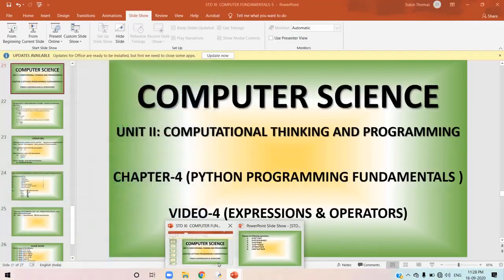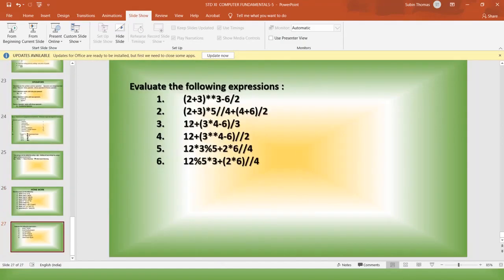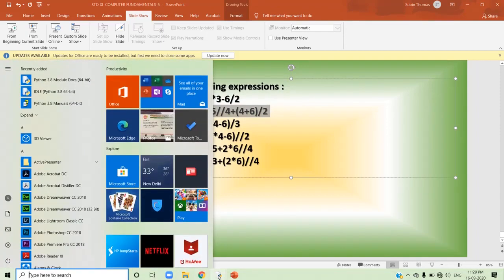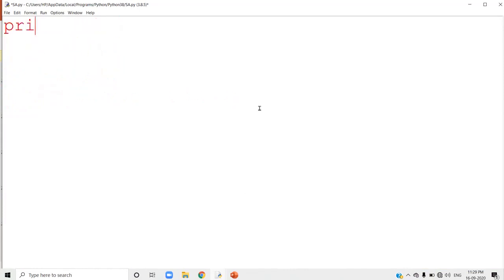Before that, I just copy that question into the Python screen. Yes, this is the question. We have to evaluate this one. How will you evaluate? First, you have to evaluate the bracket. So 5 is the first bracket part. And next, I am going to write the remaining as it is: 5 double slash 4.